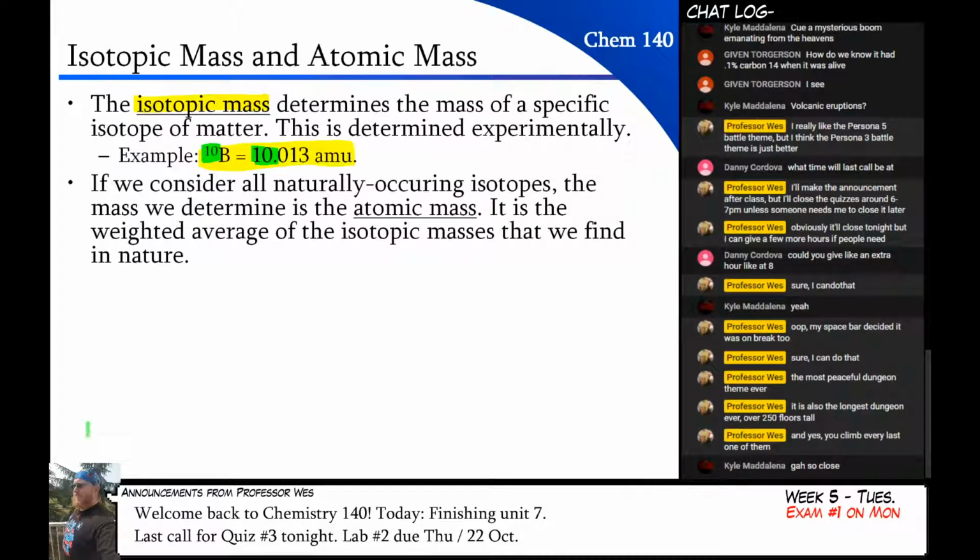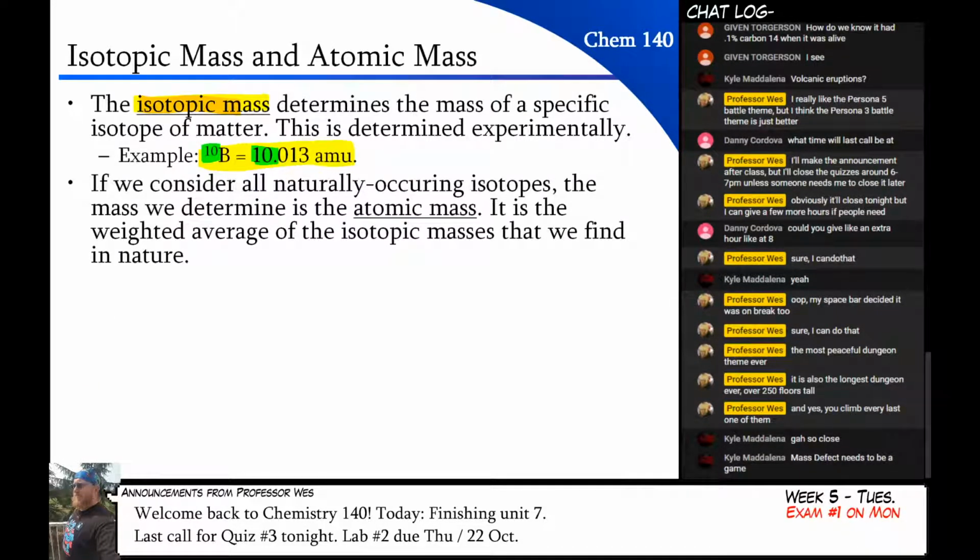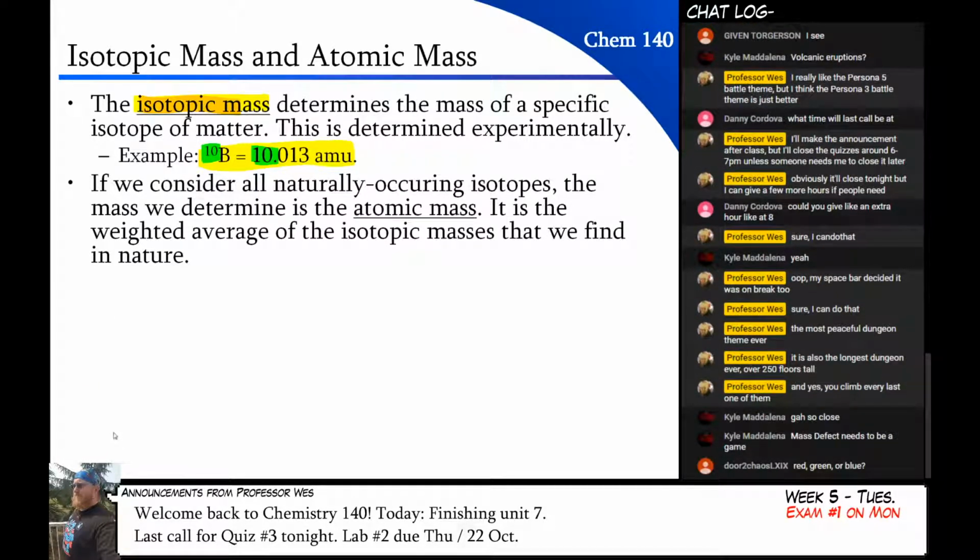Alright. Now, if I take all the isotopic masses of all the different isotopes that are naturally occurring.